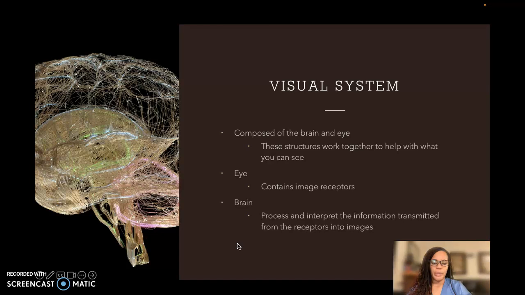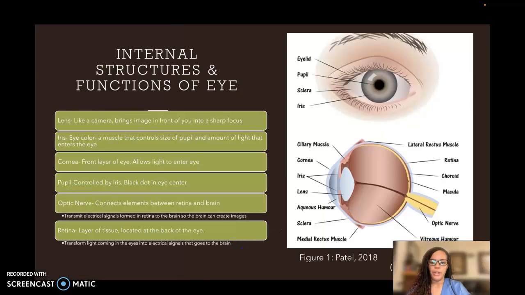Your visual system is composed of the brain and the eyes. These structures work together to help with what you can see. The eye contains image receptors, and the brain processes and interprets the information transmitted from the receptors into images. Some important internal structures and functions of the eye. So let's take a look at the diagram on the right of the eye.